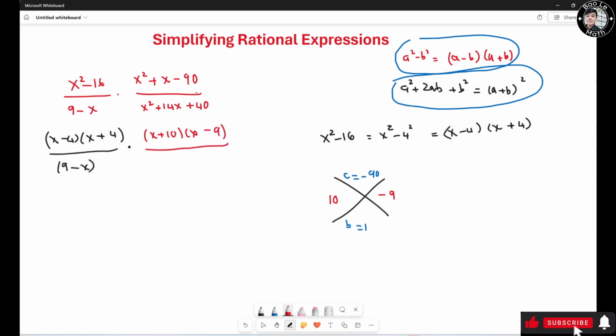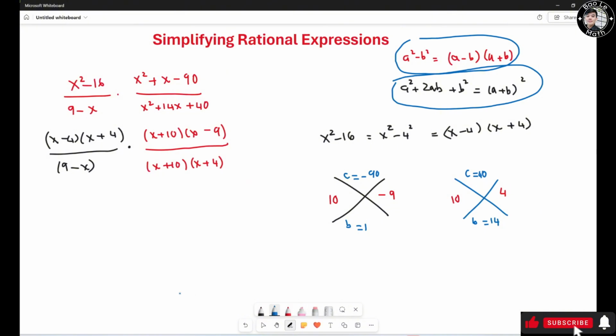Over. Now the second one right here, I can use the AC method again. I put c equals 40 right here. And b equals 14, right? Now I need to find two integers that multiply to 40 and add up to 14, which is 10 and 4. So this guy has s plus 10 times s plus 4, right?